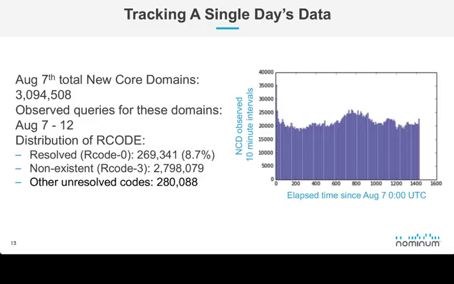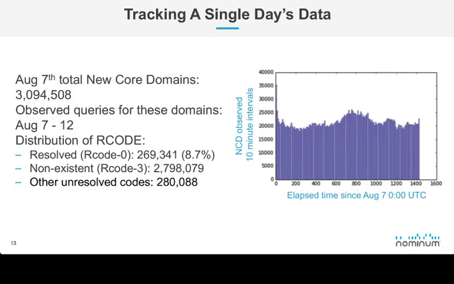So let's dig into one day of new core domains. We just picked a random day for a little bit more in-depth analysis, and it happened to be August 7th in this case. We looked at how many new core domains we have. That's 3 million in our data. And then the methodology was, let's look at how many queries to these new core domains that we've seen in one single day we would observe over the following week. So the idea is how persistent these new core domains are.